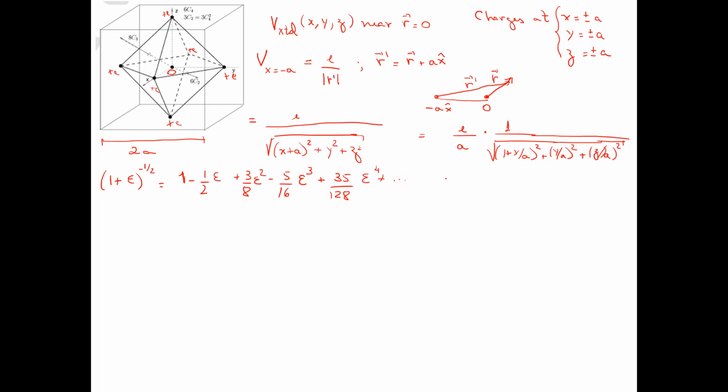Okay, so let's make a long story short. You can check those calculations, but if I now combine the contribution from x at minus a with the contribution from x equals a, and you can check this expression is correct, I get 2e over a times 1 minus 1/2 r squared divided by a squared plus 3/2 x squared divided by a squared plus fourth order terms.